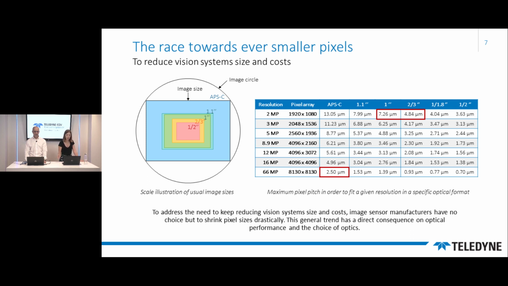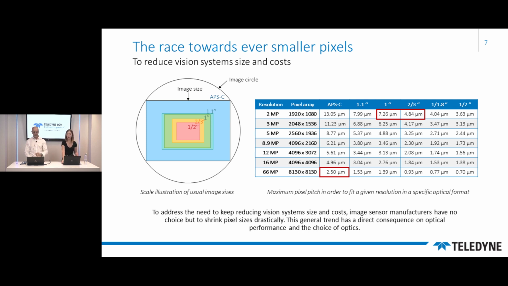For instance, assume that I have a 2 megapixel solution, so full HD, that I want to reduce from a 1 inch format to a 2/3 of inch format. You can see here easily from the table that we have to quite drastically reduce the maximum pixel pitch we can allow, going from something in the range of 7 micron maximum to 4.84 micron. So that reduces quite a lot the maximum pixel pitch you can allow.